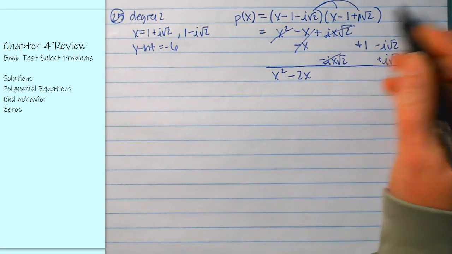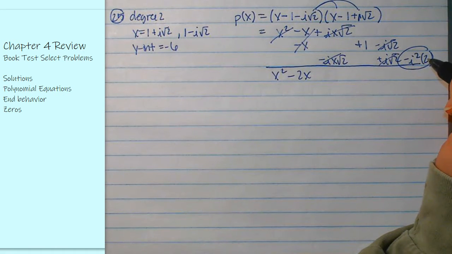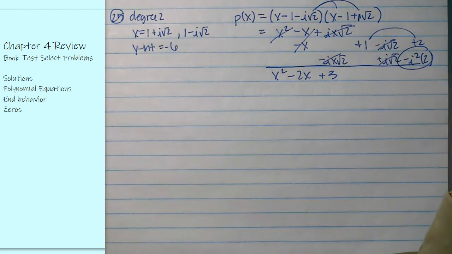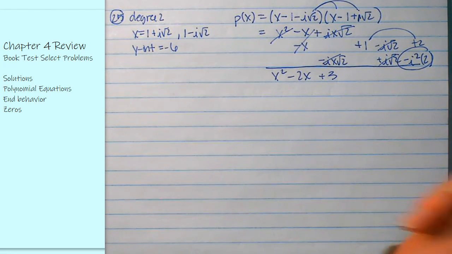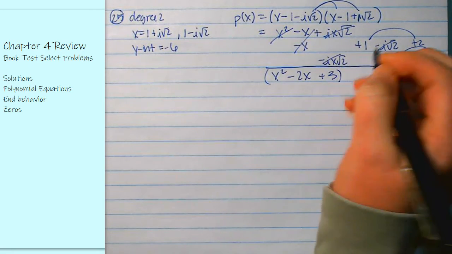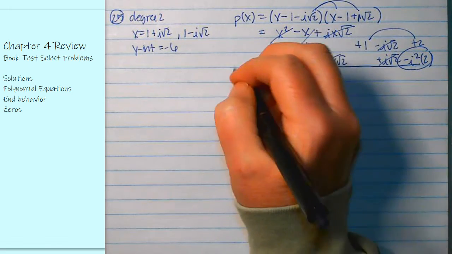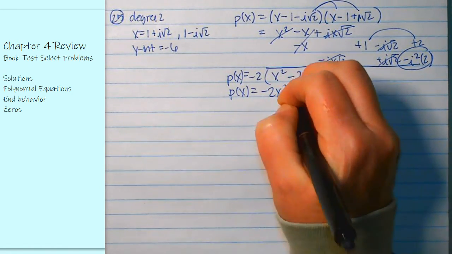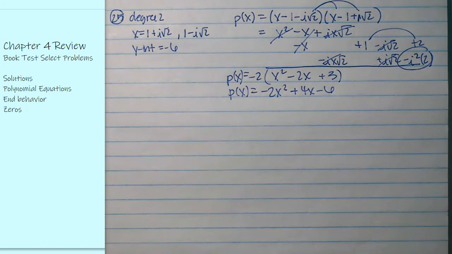And then these cancel. This is going to be negative 1 times 2. That'll be plus 2. So this guy right here is plus 3. So I'm really close. I have a second degree polynomial. These are my 2 zeros. However, I don't have the negative 6. So to get that, I need to find the a value, the stretch value. It'll be negative 2. That'll give me negative 6 over here. So p of x equals negative 2x squared plus 4x minus 6. Now we've covered all of our bases and have a polynomial that has both the zeros and the negative 6 for the y-intercept.